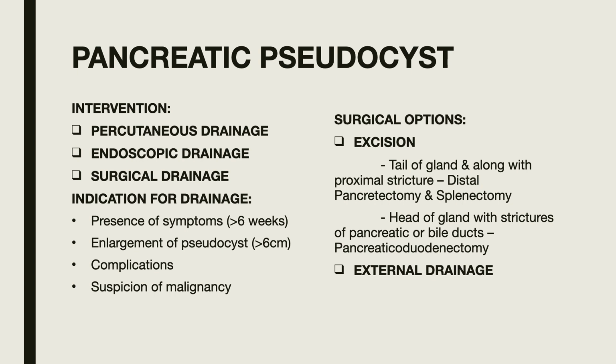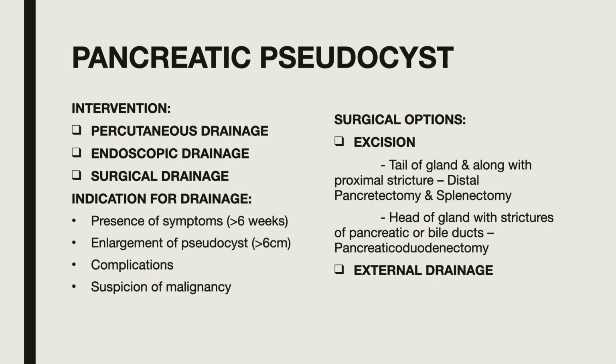The surgical options include excision of the pseudocyst. If the pseudocyst is located at the tail of the pancreas along with proximal strictures, distal pancreatectomy and splenectomy should be done.